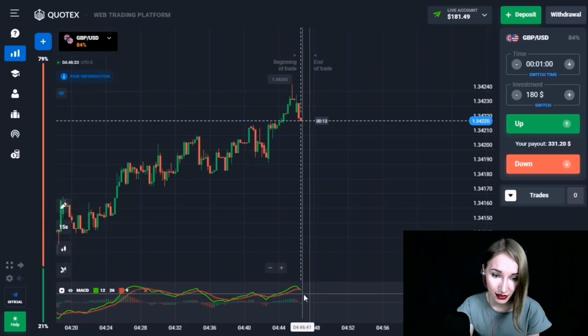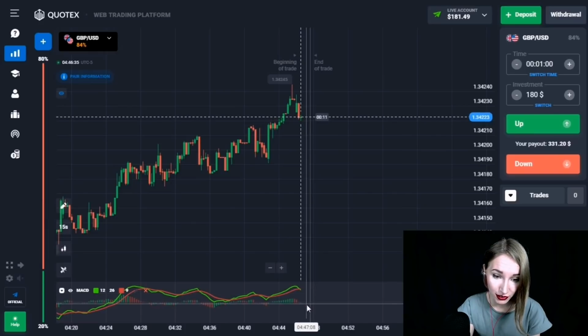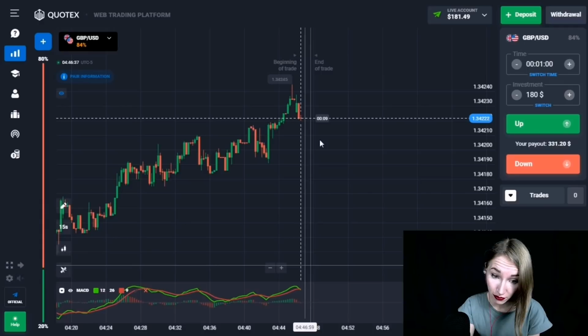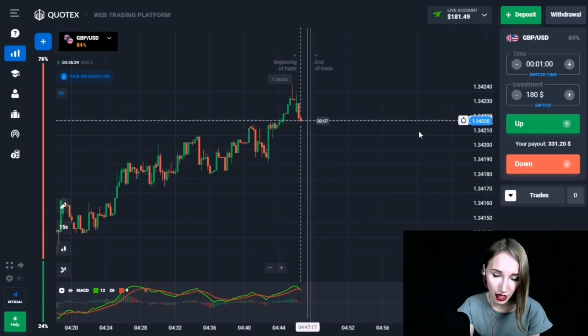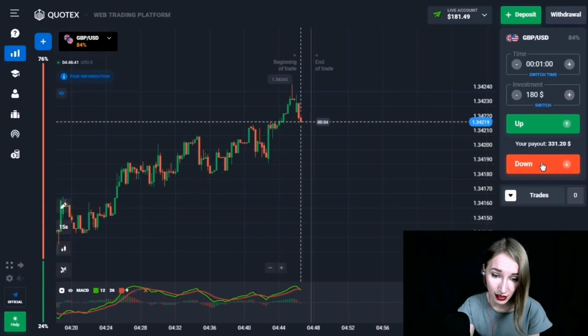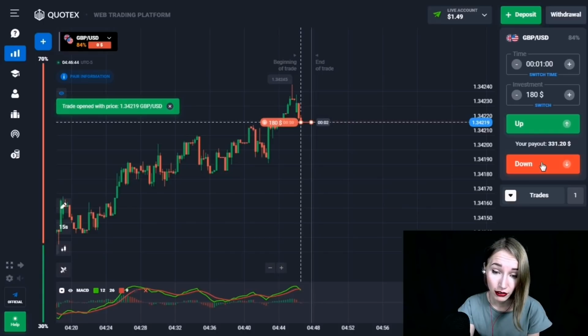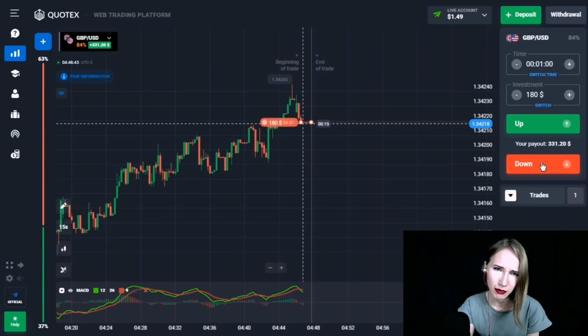So guys, there is an intersection. Our green moving average is crossing our red moving average from top to bottom, and it's happening at the upper zone of our indicator. So in this situation let's open a trade with down. Let's do it for 1 minute. I think that we will get at least one pullback.